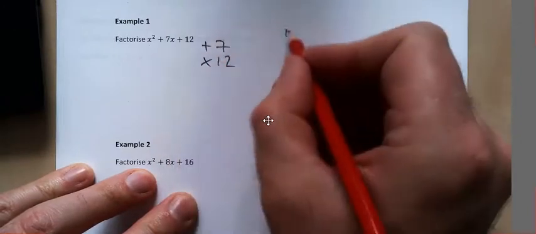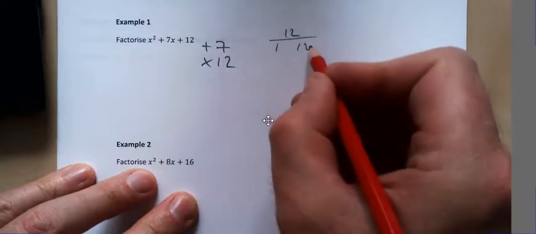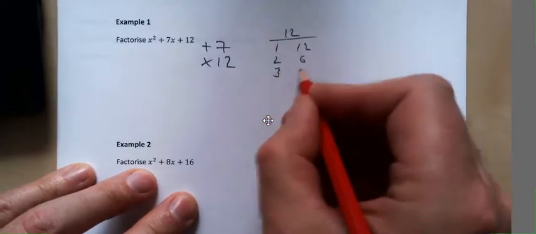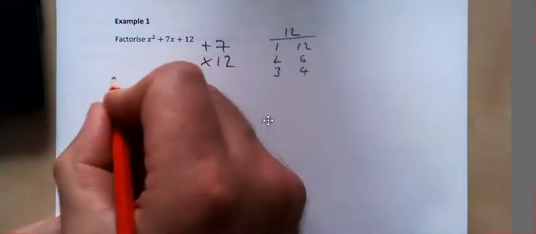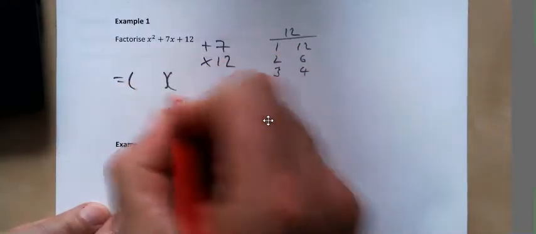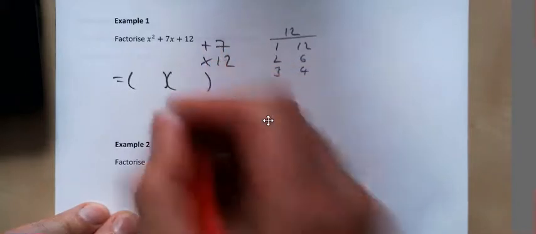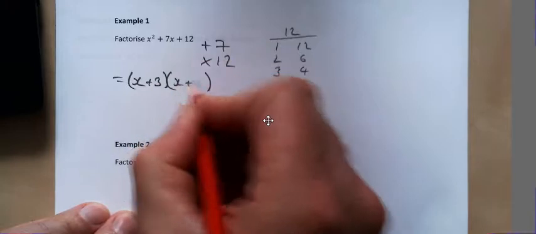Now some people then set up factors of 12 here, for example 1 and 12, 2 and 6, 3 and 4, and then see that the 3 and 4 work there. I don't mind really which way it goes, but 3 and 4 are our two numbers. So 3 plus 4 gives us 7, and they multiply together to give us 12. So it gives us then x plus 3 upon x plus 4.